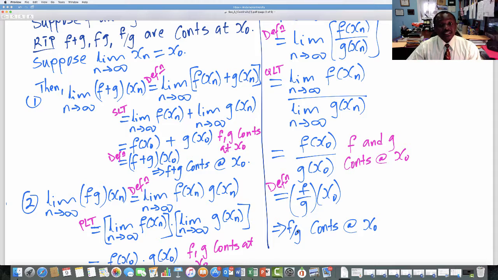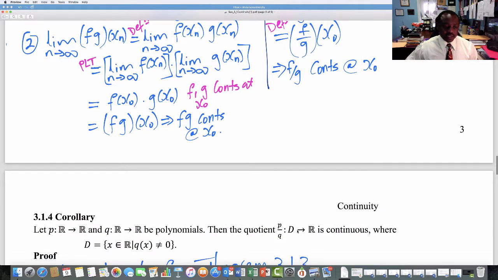As a matter of fact, even the composition of continuous functions is continuous. And that is the last theorem we would see in this section. But before we get there, let's take a corollary.